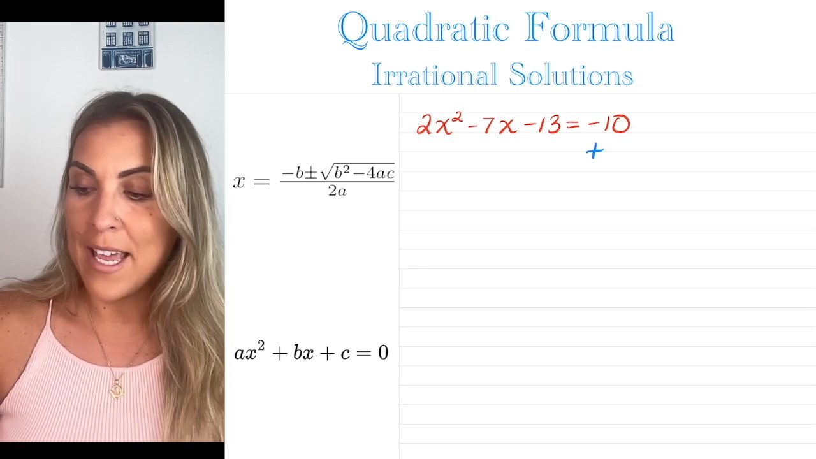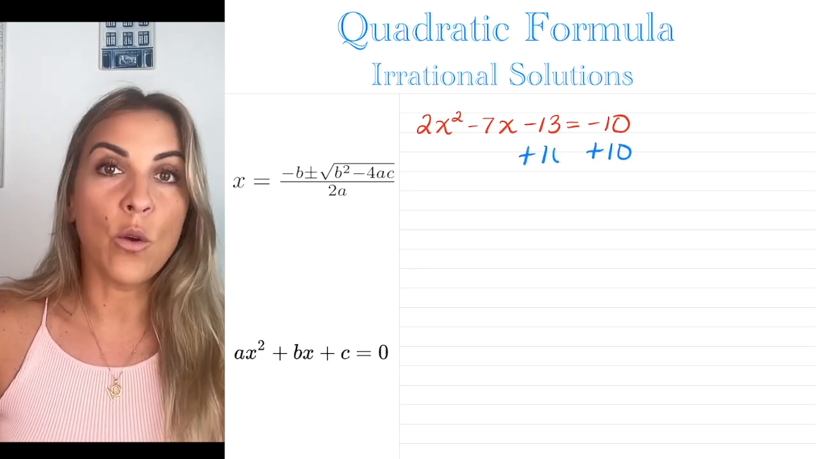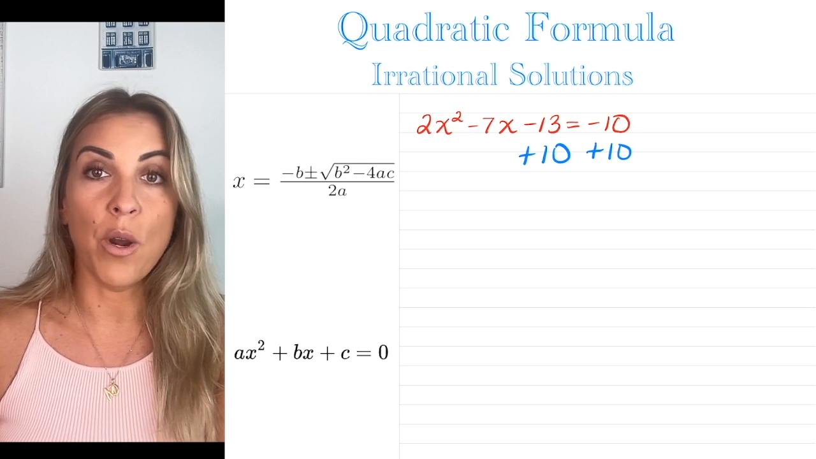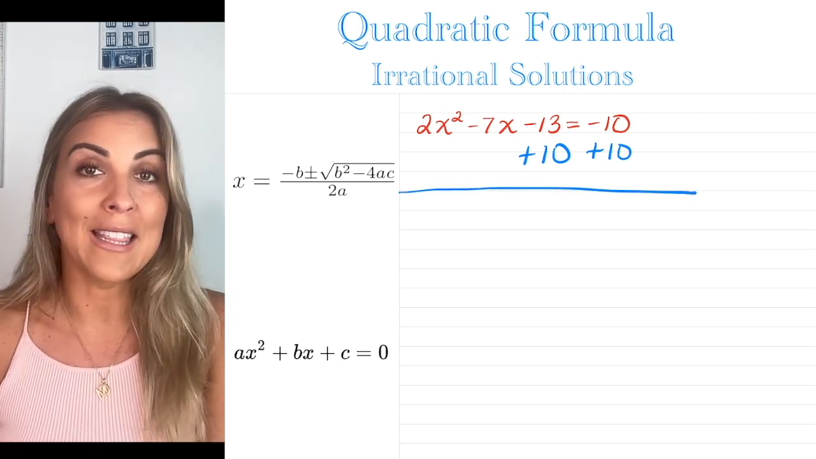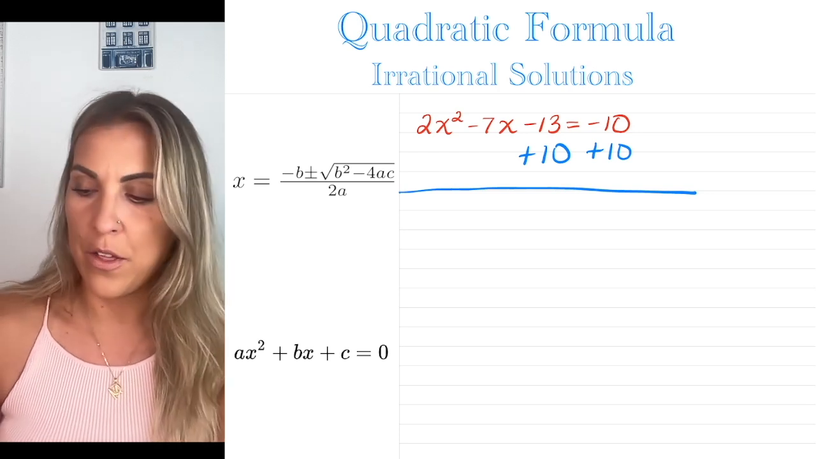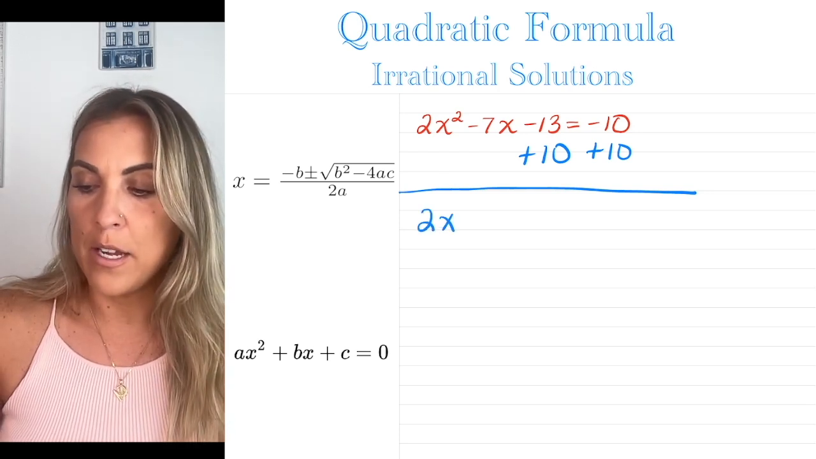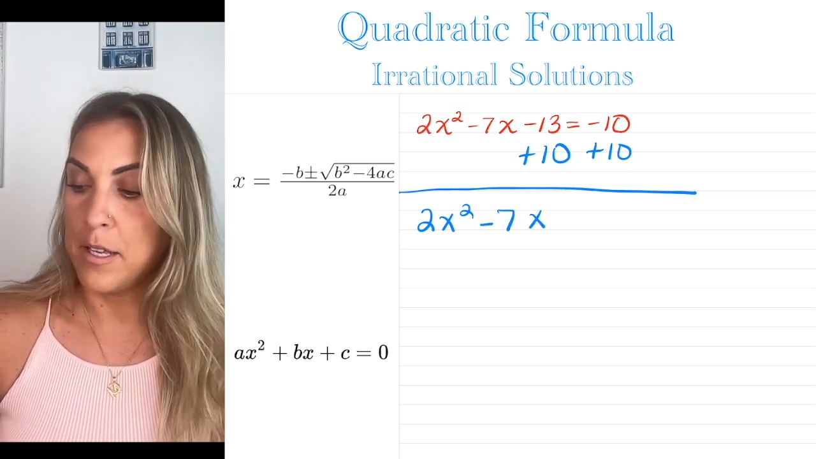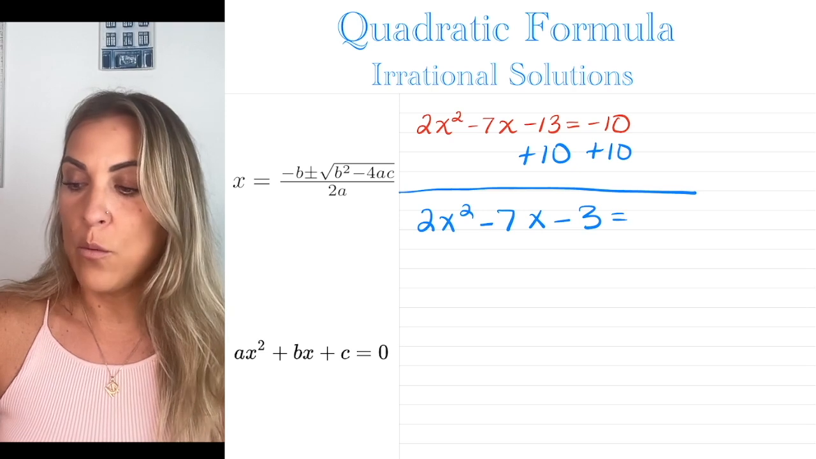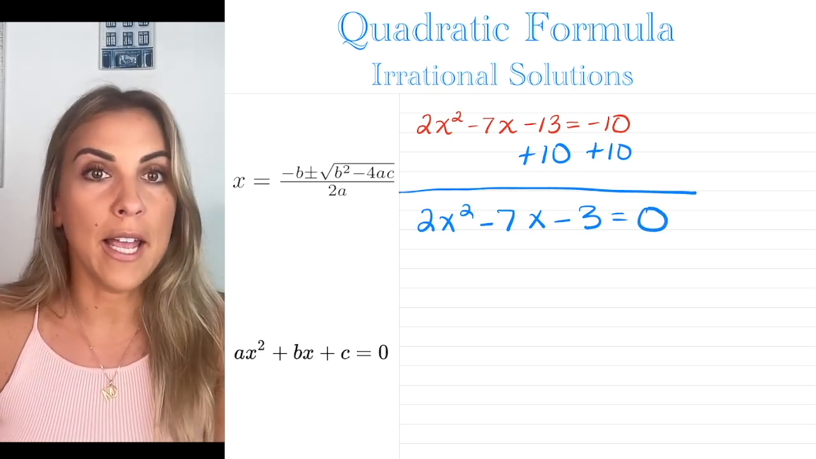We're going to add 10 to both sides of this equation so that we can set it equal to 0. And on the left side, I'm adding it to the negative 13 because I can only add like terms, so I can only add a constant with a constant. So on the left side, I'm going to bring down that 2x squared minus 7x, negative 13 plus 10 is negative 3, equals 0 because negative 10 plus 10 cancels out, it equals 0.